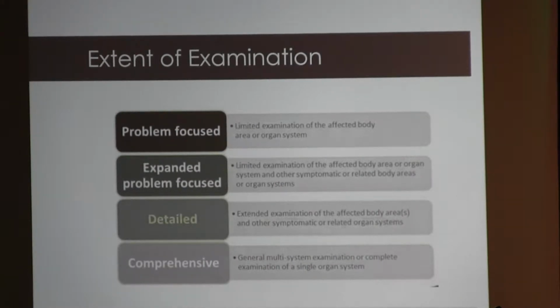Expanded problem focused is going to be that you examine that area and some of the other areas that are relevant. So instead of just doing the cardiovascular exam, we do the respiratory exam as well because of the comorbidities. And detailed would be that you're doing a much more complete exam. So wherever your focus is, if it's the heart, you also do heart, lungs, abdomen, and neurologics. And a comprehensive exam includes it all.